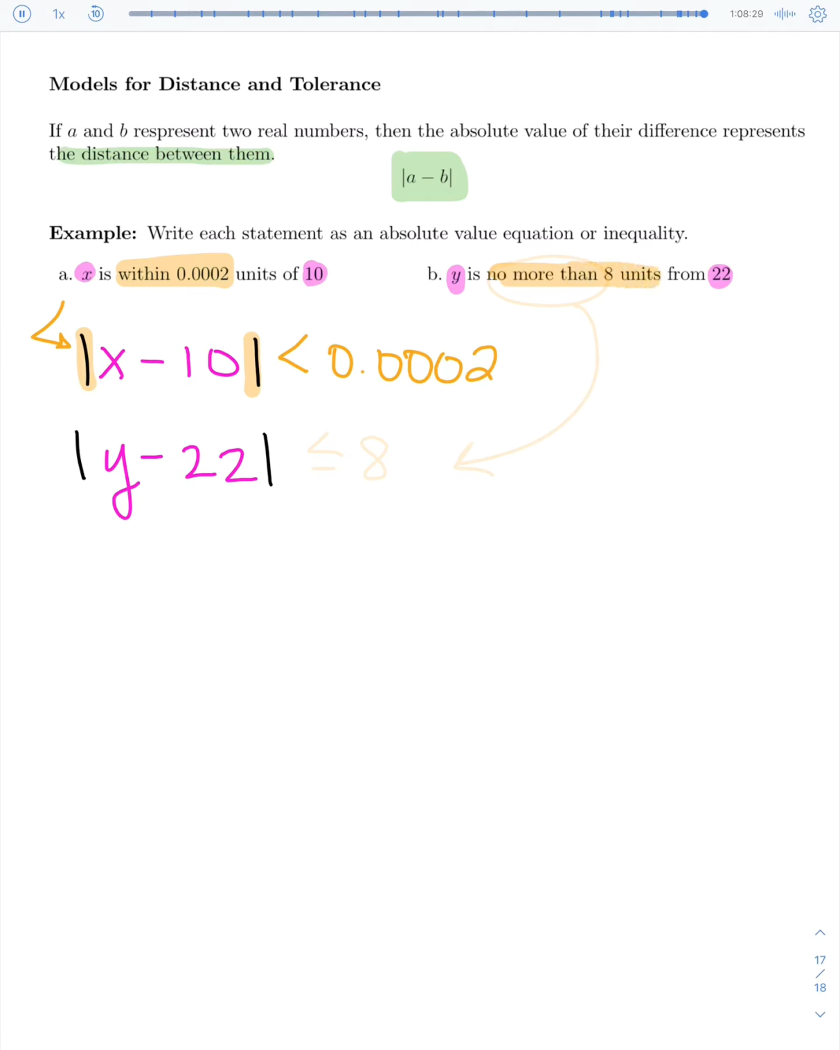What that should mean is that the distance should be less than or equal to 8, because it says no more than. It means it can be 8, but it can't be more than that. So that's going to be our answer for B. But that's it. So we do want to make sure that you know and understand how to translate statements using absolute values.